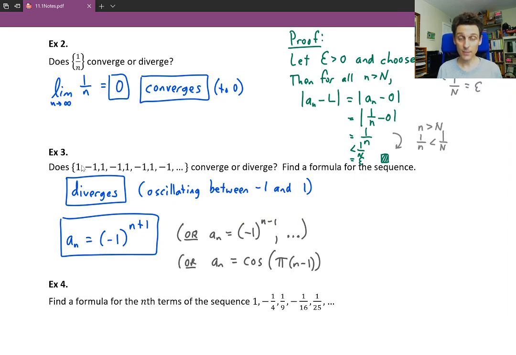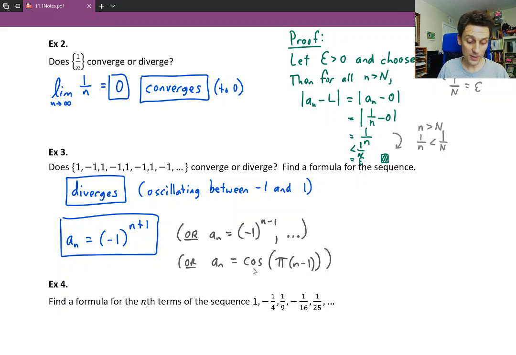then that's going to get you 1 and negative 1 and 1 negative 1. So when n is equal to 1, you're going to get cosine 0, which is 1. When n is 2, you're going to get cosine pi, which is negative 1. And then every time you add 1 to n, you're increasing the inside part of cosine by pi and getting the next value, 1, negative 1, 1, negative 1, and so on. So that'd be another way of writing that sequence.